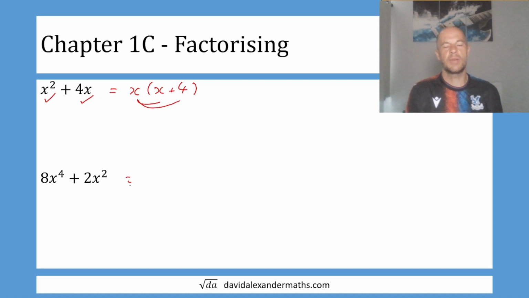With the next example, let's look at the numbers first. What can we divide 8 and 2 by? Well, the answer is 2. What can we divide x to the power of 4 and x squared by? Well, what's the lowest power here? X squared, so we can divide both by x squared.